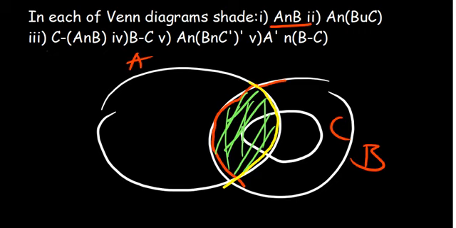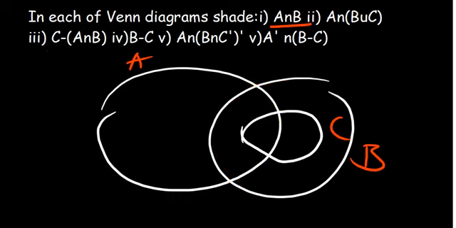Moving to the next question. It is requiring us to shade A intersection (B union C). So how do you get to do that? As usual, we need to look at what's in the brackets first of all. Let me copy what we have. We have A being intersected with B union C. If you look at what's in the brackets, we have B union C. So let's start by shading that part.